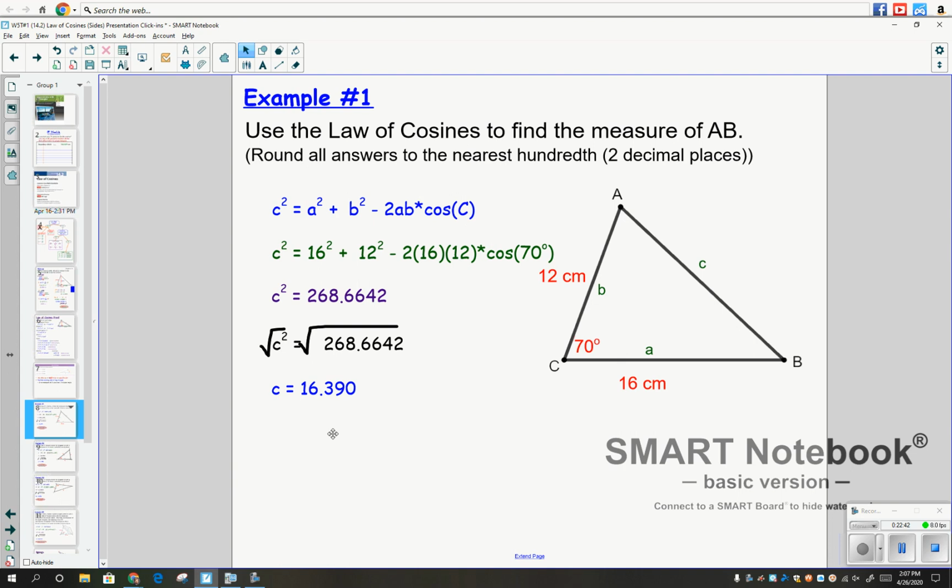Round that to 2 decimal places, my final answer. I get 16.39. Notice that's the exact same answer we got when we did the warm-up. Is this shorter? Is this simpler? Yes. Are there fewer steps that I have to remember? No. I take one formula, plug in the numbers. Now all I gotta do is type in my calculator and take the square root. Law of cosines is not real difficult for us to find and use.